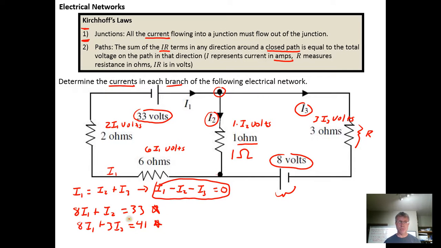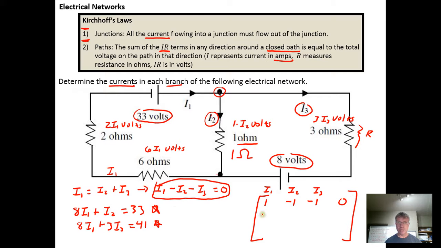And now I have 1, 2, 3 equations for my 3 unknowns, so I can set up a matrix that I can solve. I'm going to create a matrix from this system of 3 equations. I'm going to have an I sub 1 amps column, an I sub 2 amps column, an I sub 3 amps column, and my constant column. So here I just read off my coefficients. 1 I sub 1 minus 1 I sub 2 minus 1 I sub 3 equals, here's my augmented matrix, 0.